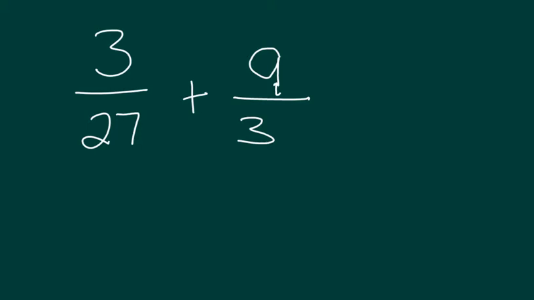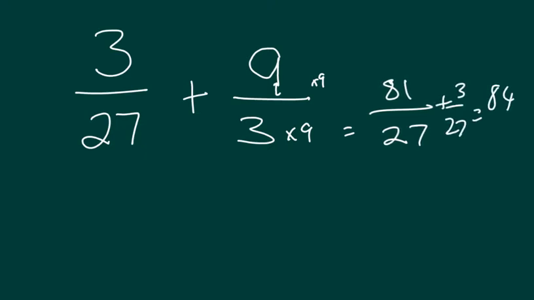Well, you've got to times 3 by 9 to make 27. And then you have to times 9 by 9, and that equals 81, and then plus 3. So 84 over 27. Yeah, okay. That's what I've got.